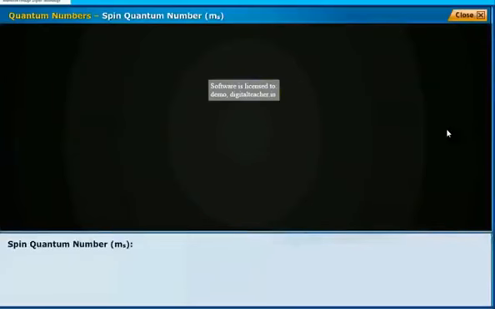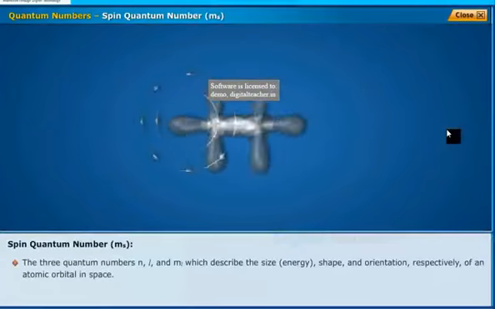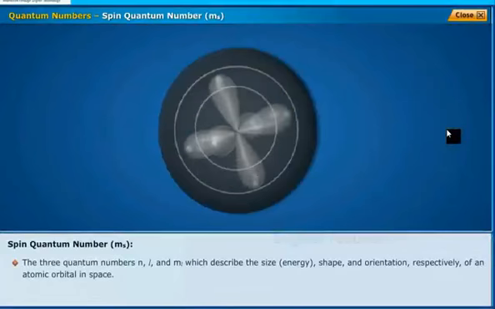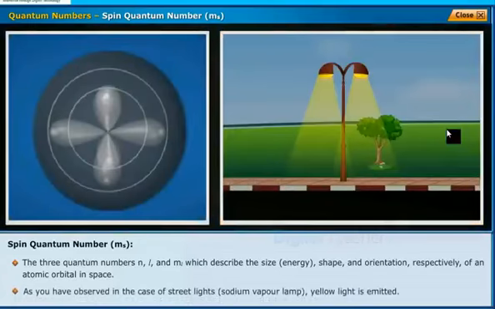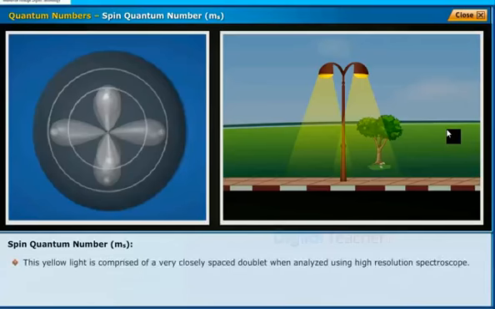Spin quantum number. The three quantum numbers n, l, and ml describe the size, energy, shape, and orientation respectively of an atomic orbital in space. As you have observed in the case of street lights, the sodium vapor lamp, yellow light is emitted. This yellow light is comprised of very closely spaced lines when analyzed using a high-resolution spectroscope. Alkali and alkaline earth metals show such types of lines.